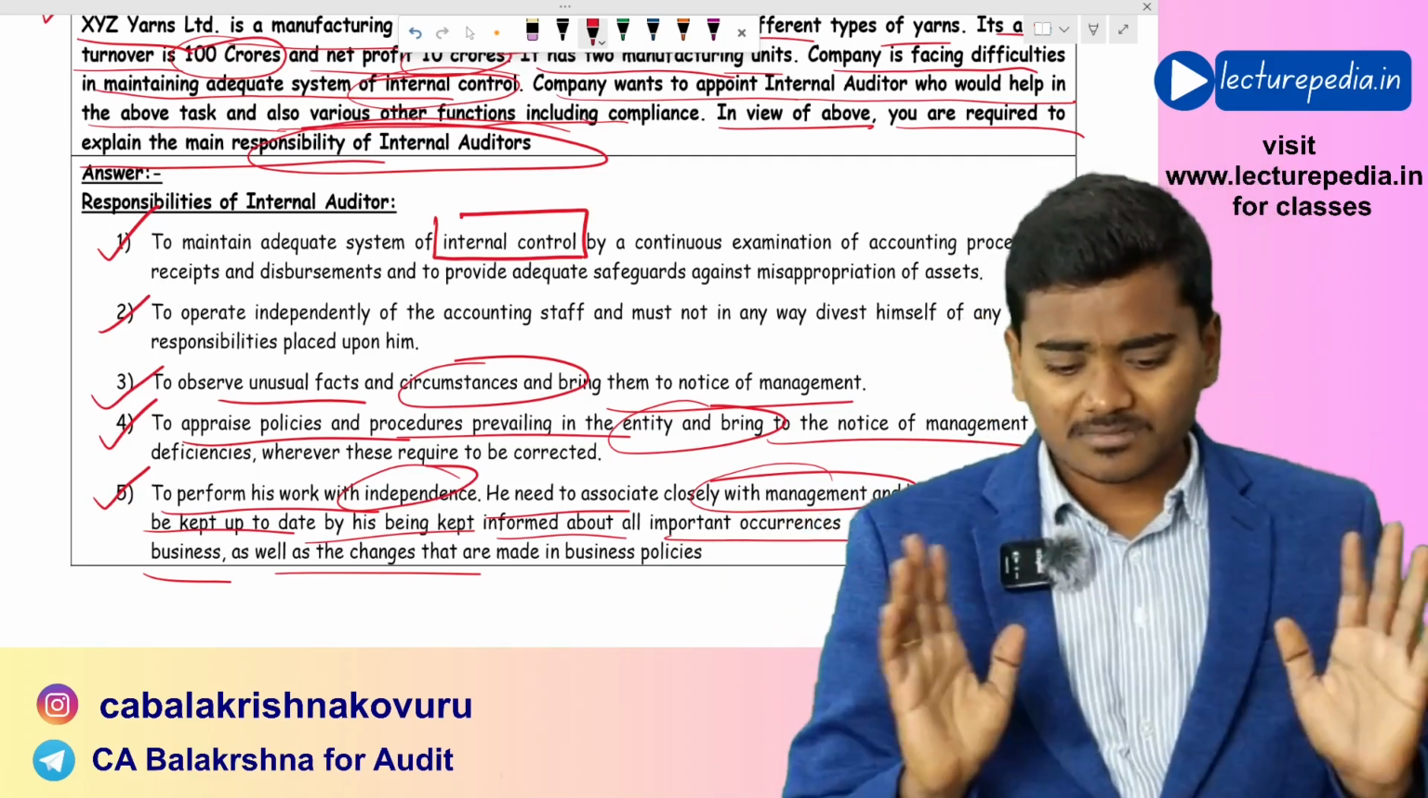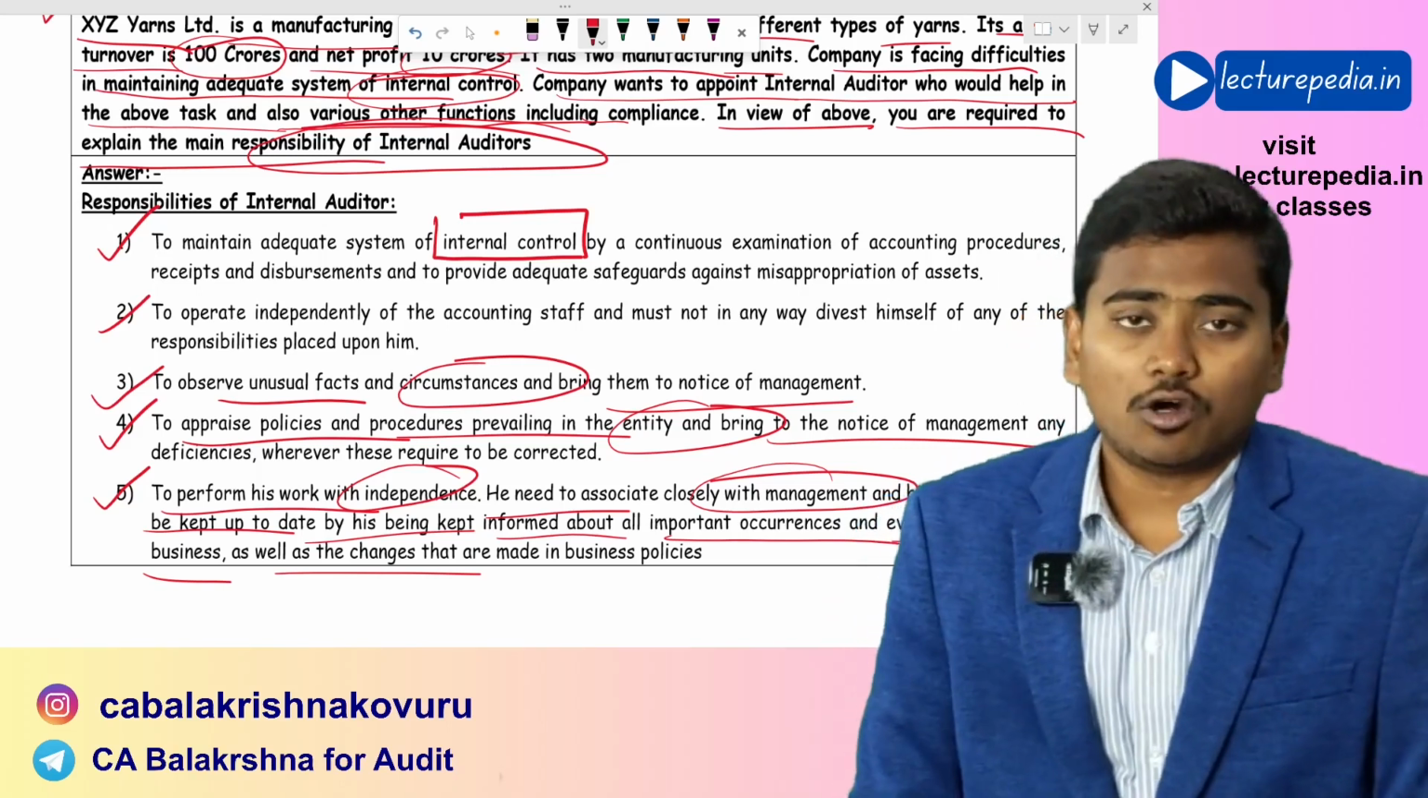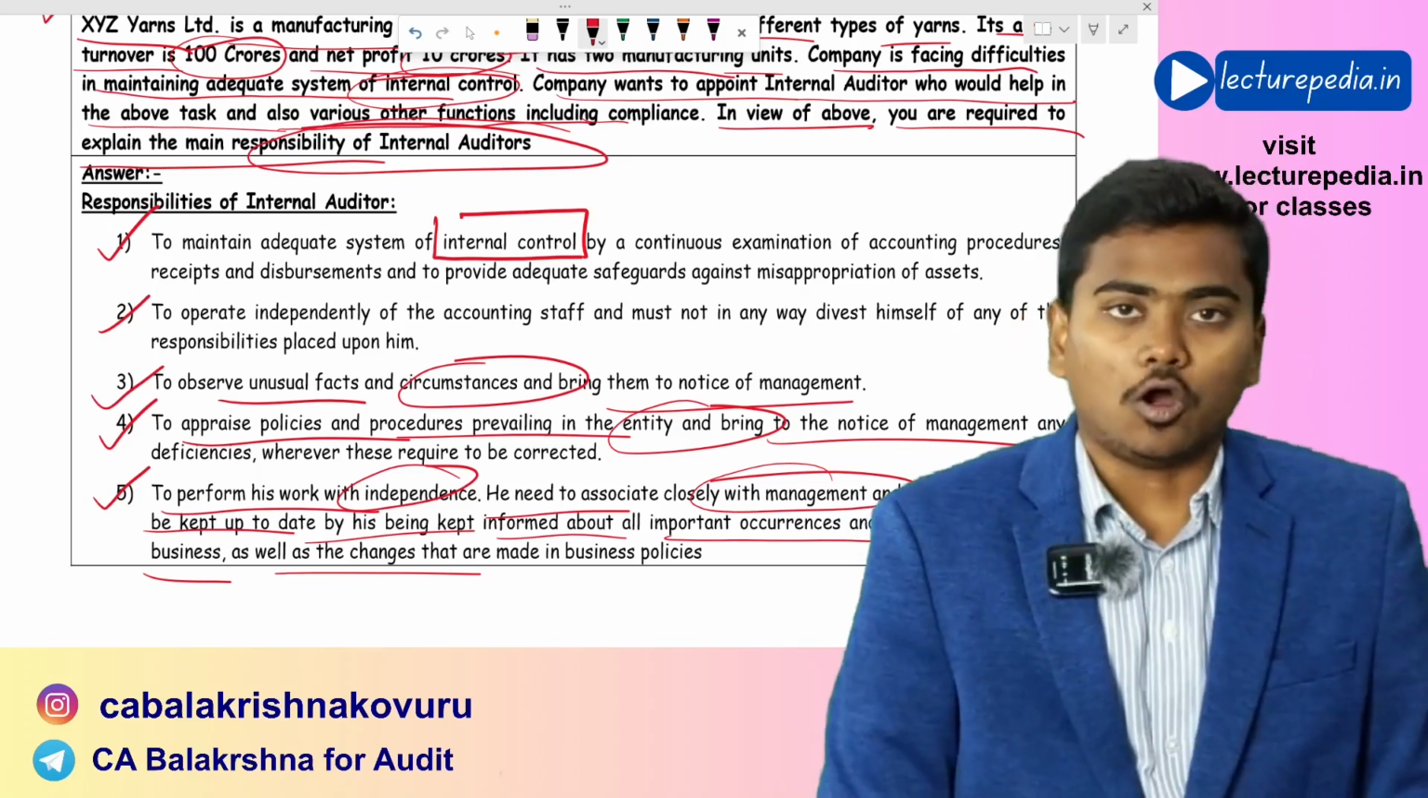Okay, by this we have completed the discussion of questions and answers from internal audit.